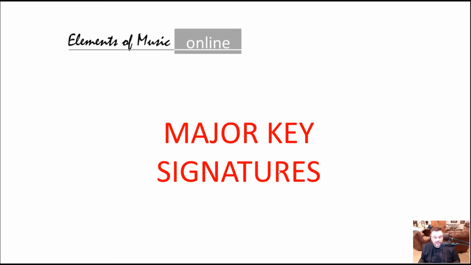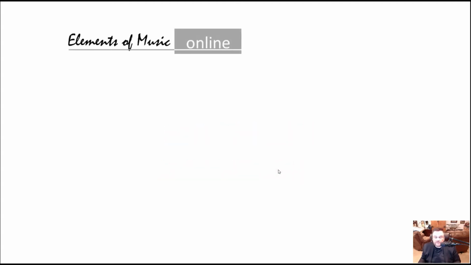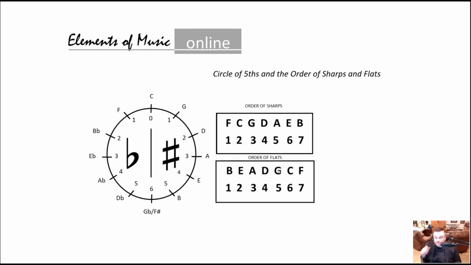Okay, folks, so let's finish our review by talking about key signatures, and we're going to do so by simply looking at a few things here. First of all, let's consider a new tool for you, something that we call the circle of fifths and the order of sharps and flats, and here's what it looks like.